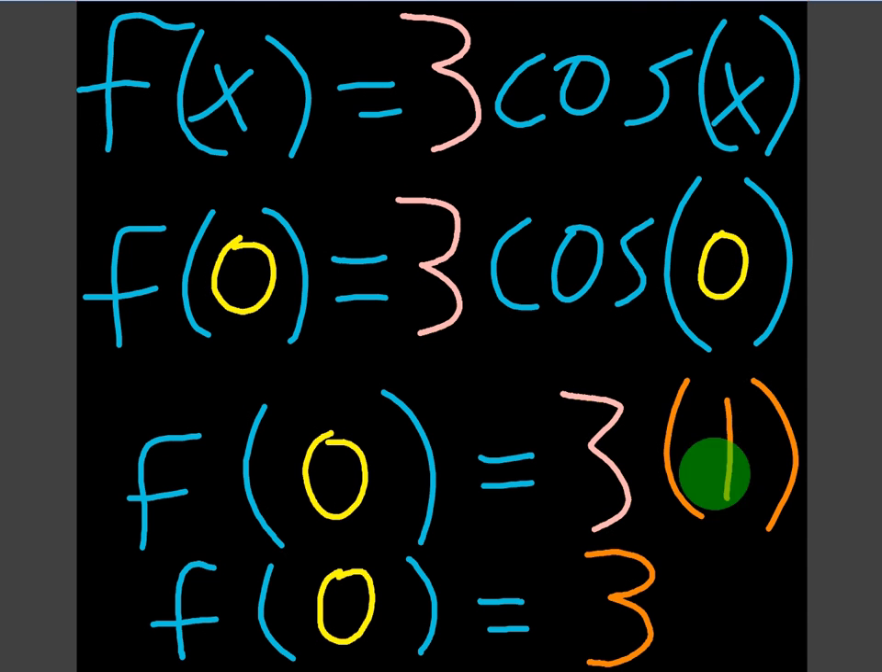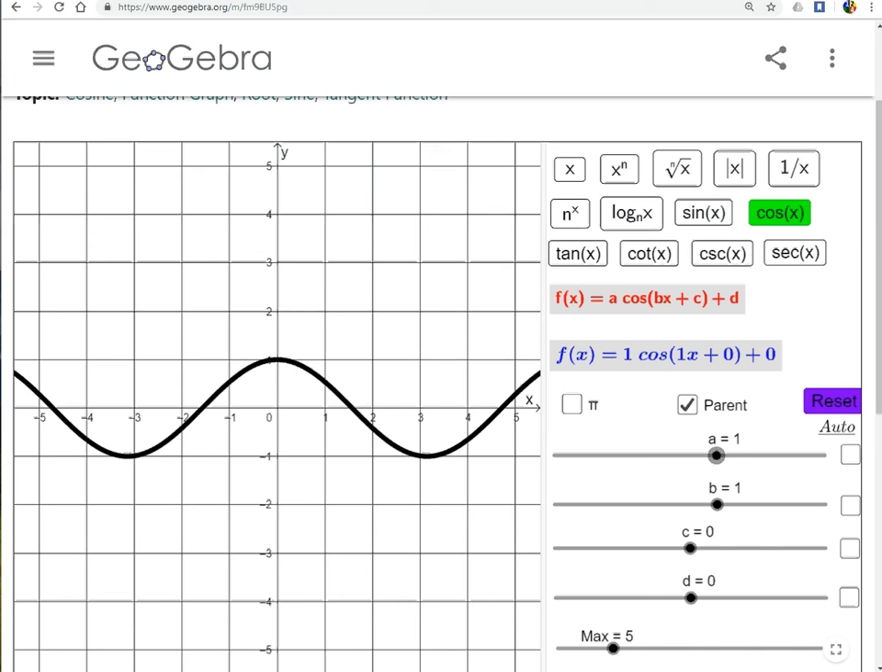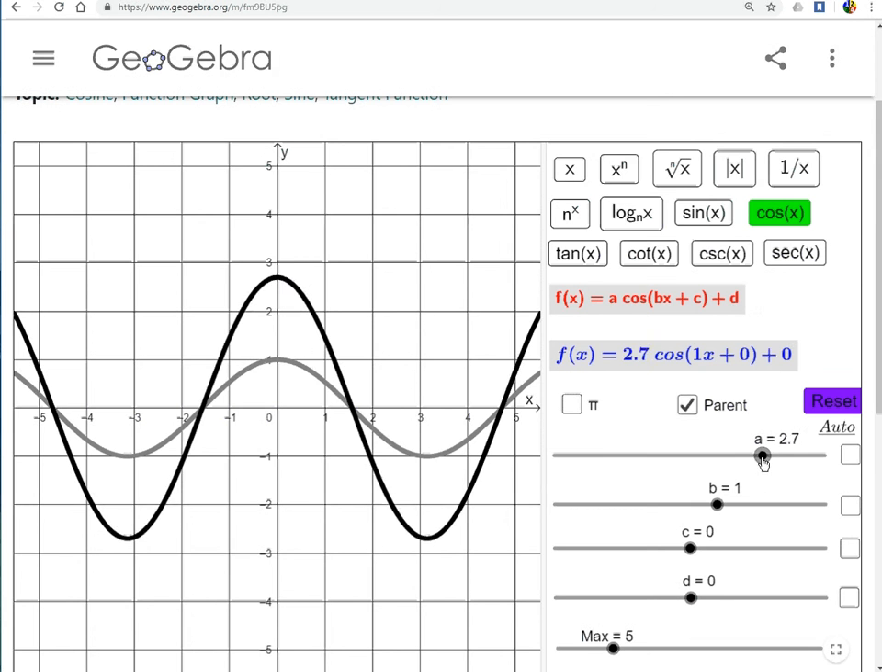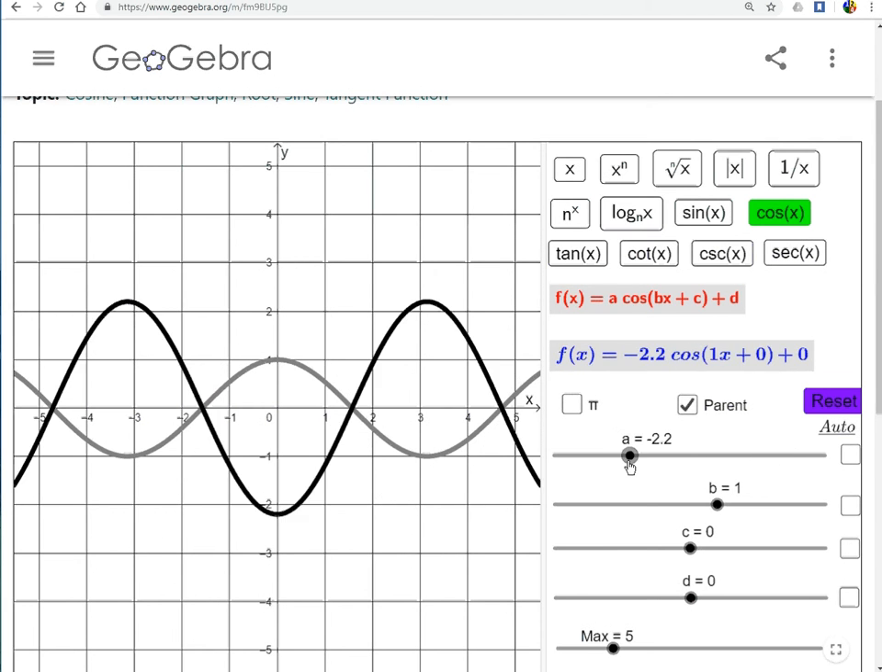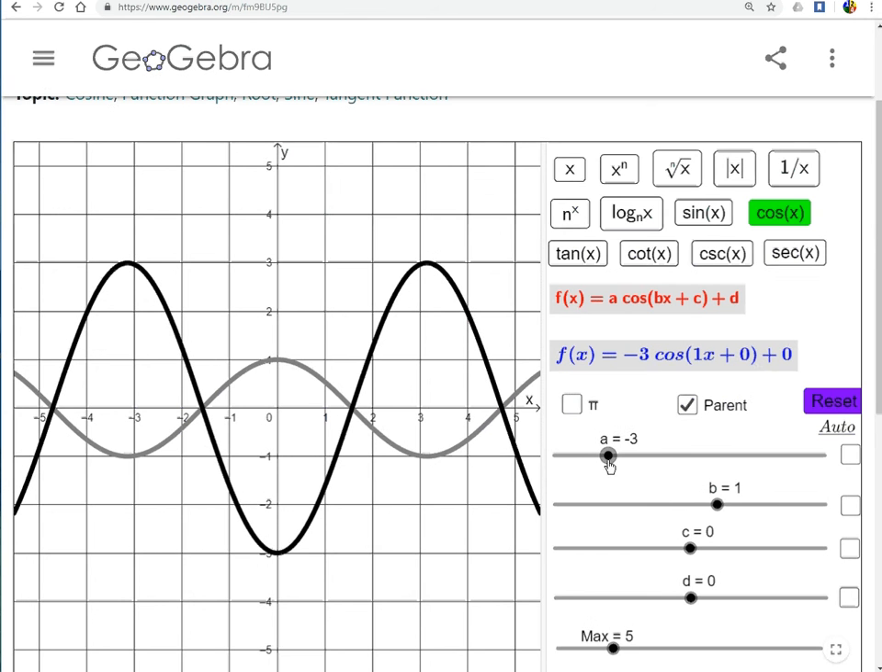We can even make that -3, and we'll still see that even if the a value is negative, the amplitude will still be 3. It'll be 3 units away from 0. Just to verify that, let's take a look at the cosine graph. We can see it's 1 at 0, and it's -1 at, looks like, pi and negative pi. If we make a equal to 3, it stretches it out 3 units from the center. And if we make a -3, it still stretches it 3 units from the center.